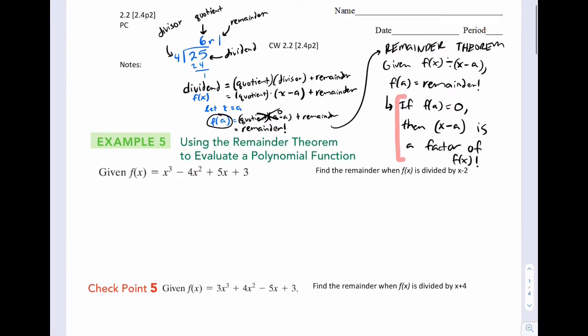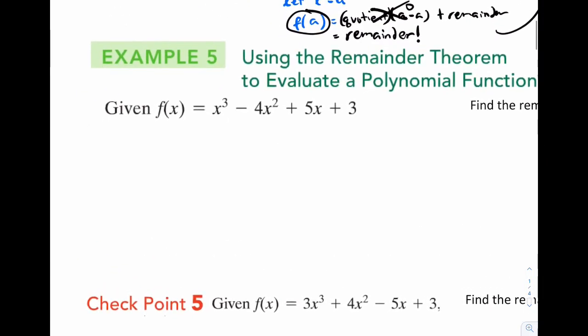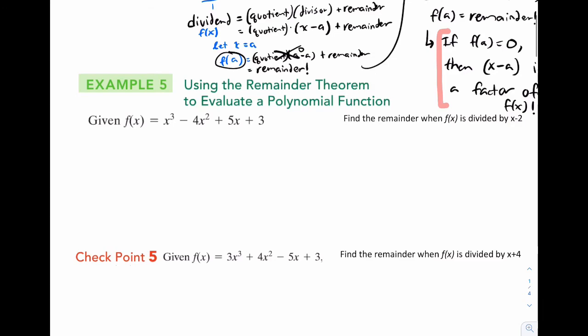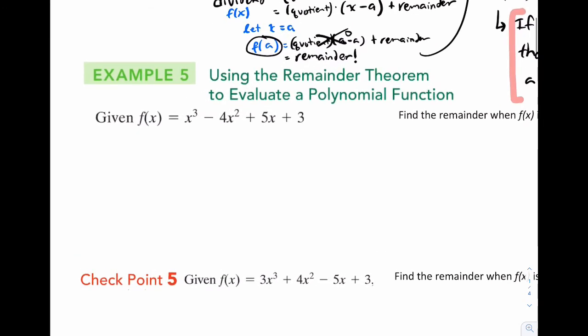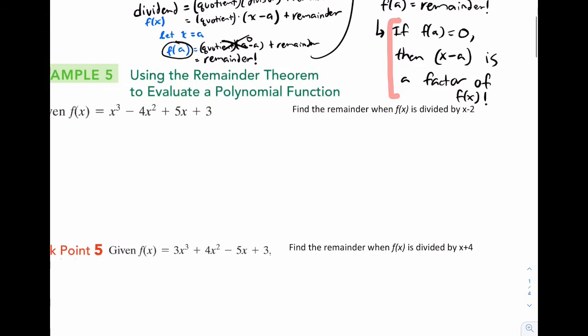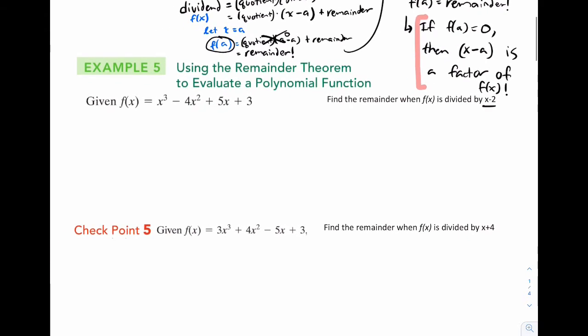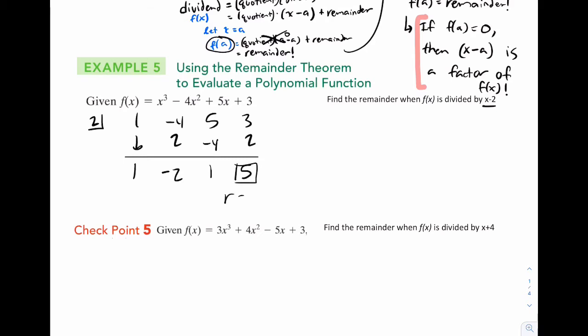So I'm going to show you what this all means right now. Let's say for this problem, I just said find the remainder, and it's divided by x minus 2. Okay, so here's f of x. We're dividing it by x minus 2 here. What you would normally do is put your 2 right there, write your coefficients out, and work it out. So I'll do this really quickly. So right there, remainder is 5. That's what we do from last class.